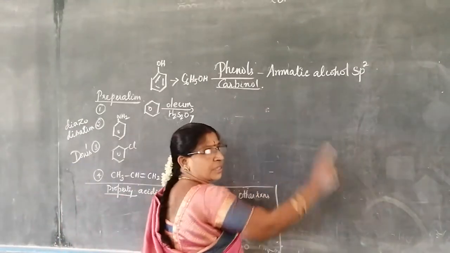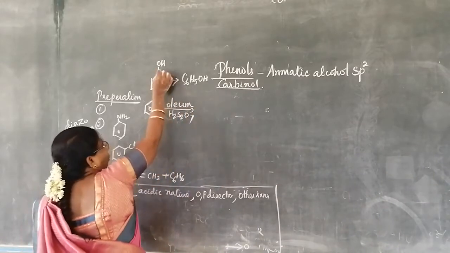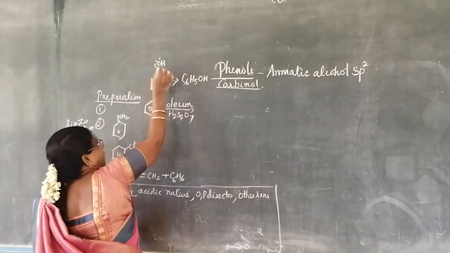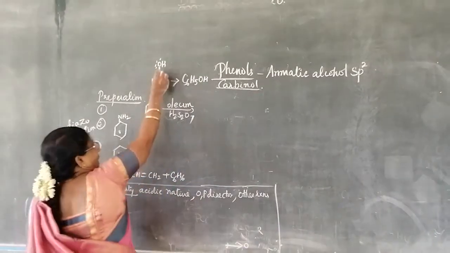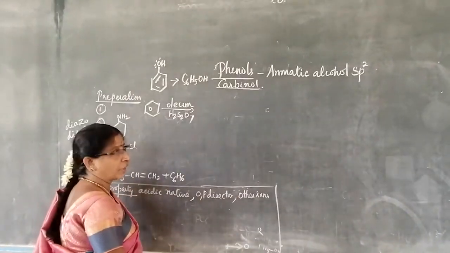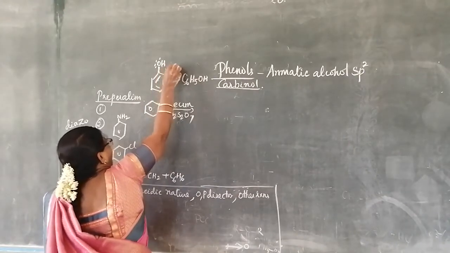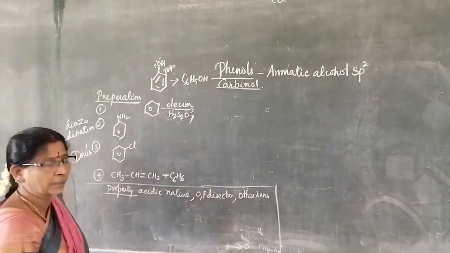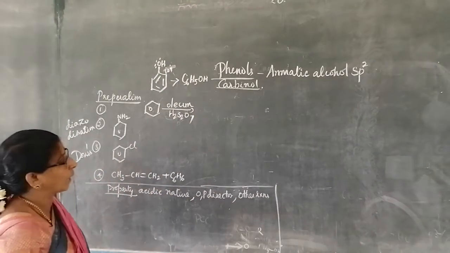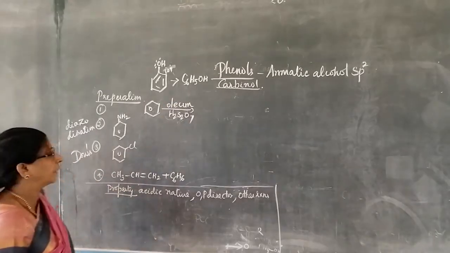Phenol has sp2 hybridization, where the phenyl group is attached to the OH, which is directly attached to the benzene ring, where it is having partial double bond character. We have already learned the bond angle also. It is 109 degrees. We have seen more about aliphatic alcohols. It is also called carbinol.